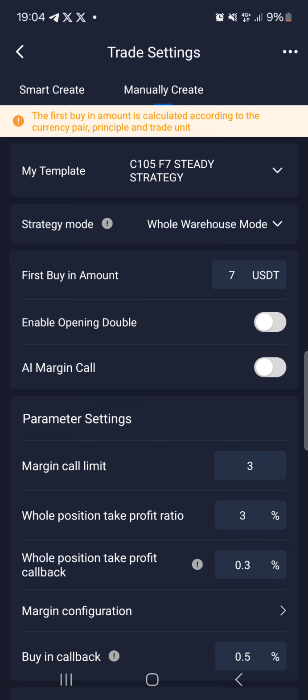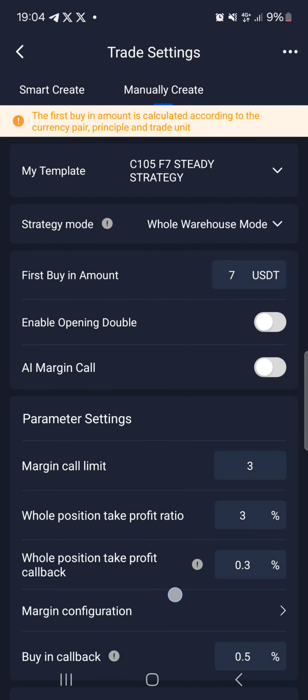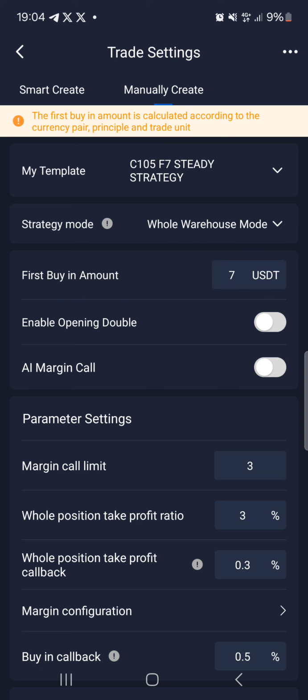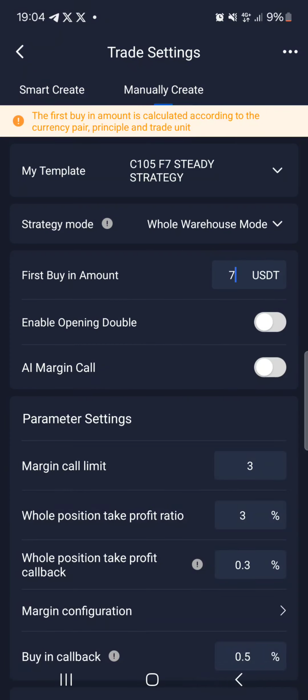Then this is going to show up. Change, if what you are seeing is not wall warehouse mode, change it to wall warehouse mode. I will change it to wall warehouse mode, and then I'm going to here. If this doesn't match with what you had put as the first buying amount, which I know it will not. Sometimes it will be 15, yet in your strategy, first buying amount is 7. So I will have to change it to 7. You get the point.